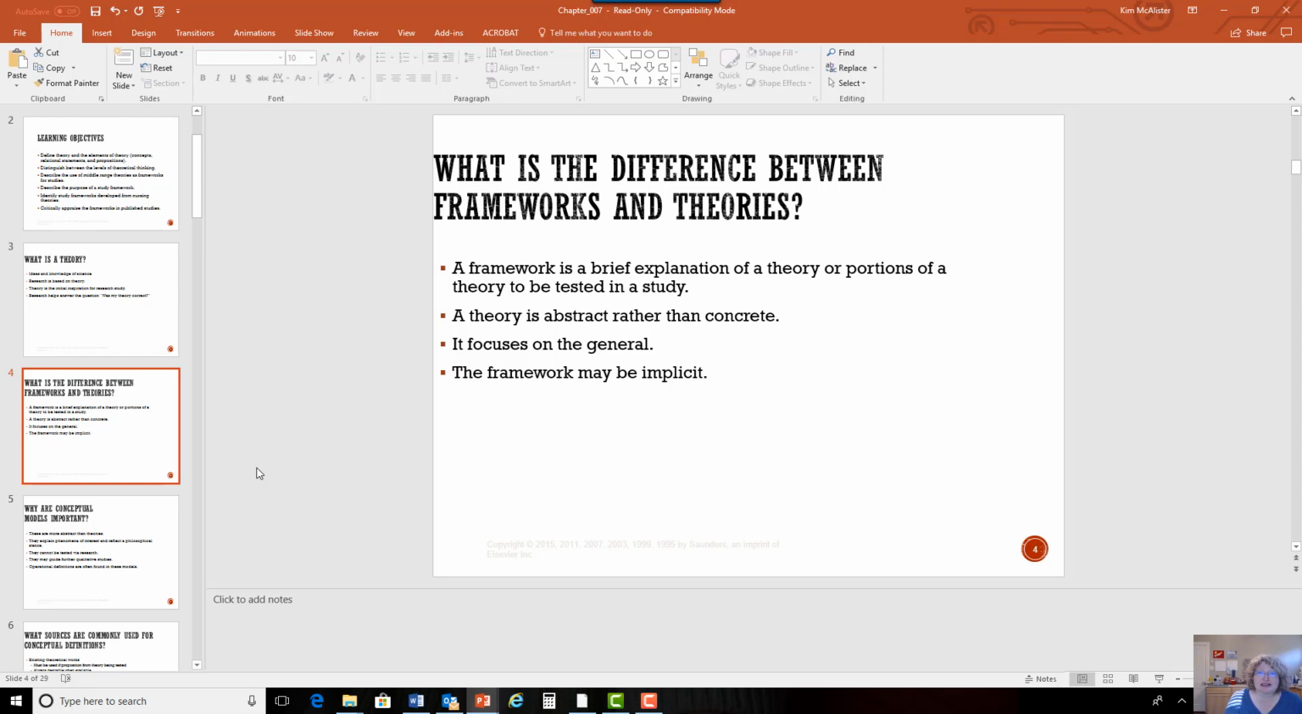It should be clearly stated in the research report. Sometimes it isn't. It's what's considered implicit. In other words, it's implied in the discussion and description of the study. But a good research study has the framework clearly identified.